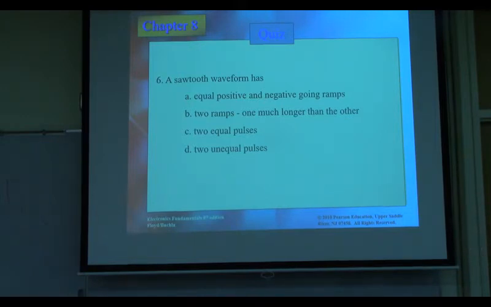A is an equal positive and negative going ramp. What do we call that? The triangle, right? Then B: two ramps, one much longer than the other. Like this, then down, then up, down. So this is still like a triangle, but not a perfect triangle. A sawtooth, you know the saw, right? One side is longer, one is shorter. It's still a triangle, right? I don't think this question is very good.